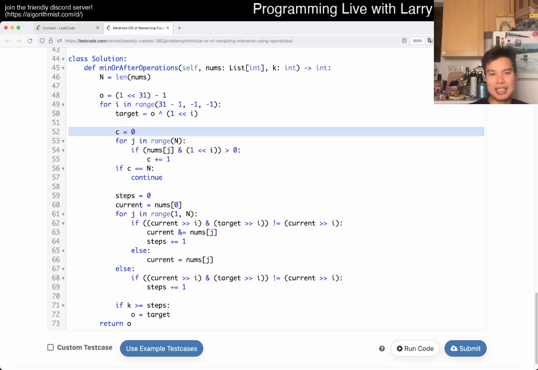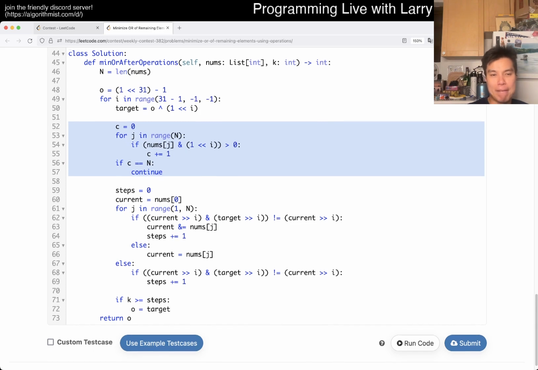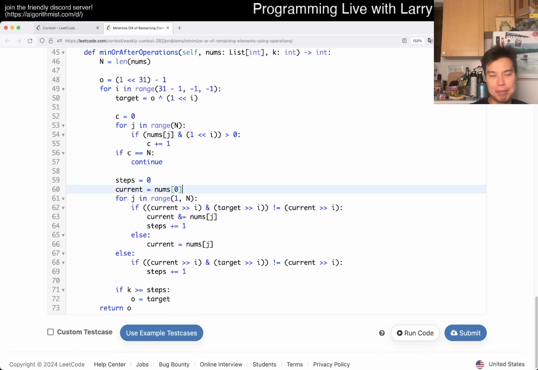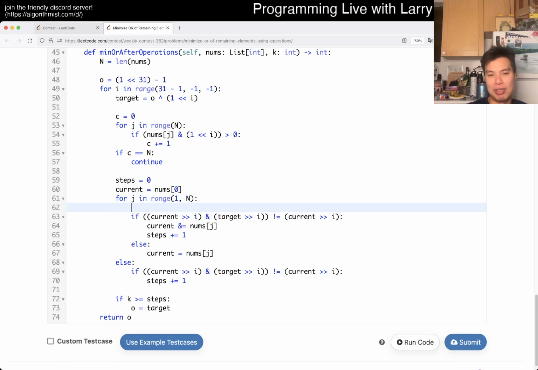And then here, this is just counting if they're all ones. If they're all ones, then we just skip it and go to the next one, right? Because if they're all ones, there's nothing to be done. Otherwise, we check the number of steps. So we start at the first number, and this is some bitwise operation. This basically just looks at the prefix for the first i numbers, or 31 minus i digits, right?